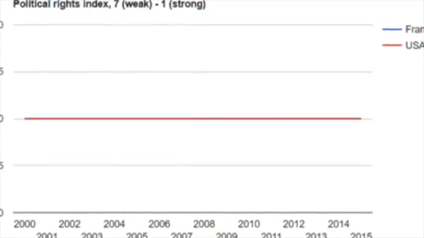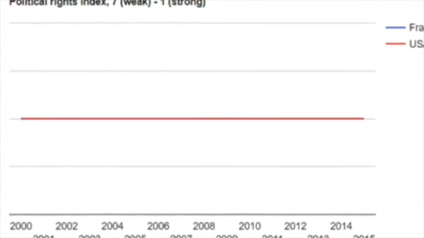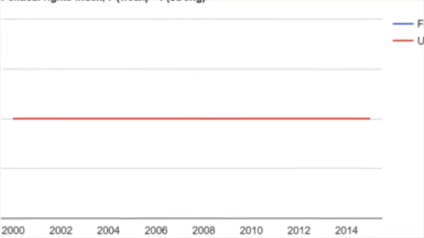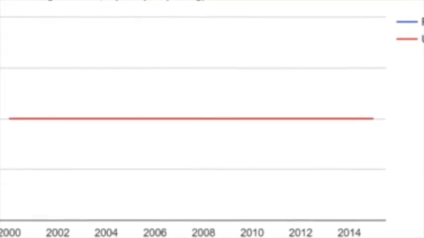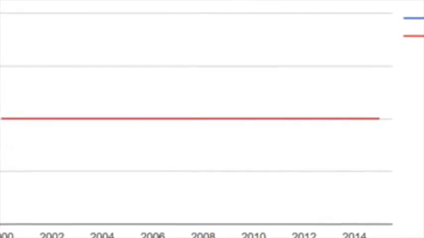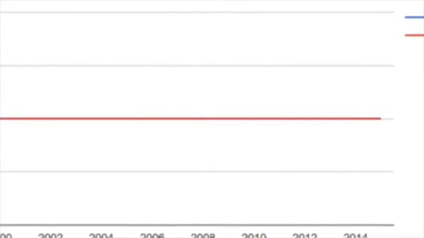According to the Freedom House, France has a political rating of 1, which indicates that the people have strong rights. Civil liberties is also rated at a 1, so people are allowed more freedom of expression, beliefs, and individual rights.